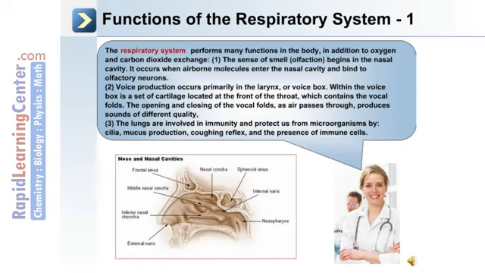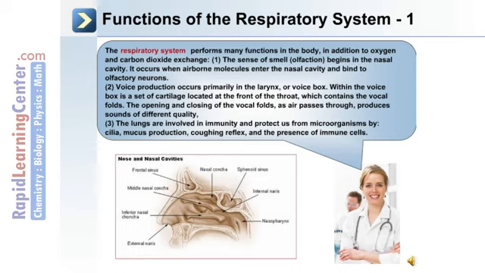The respiratory system performs many functions in the body in addition to oxygen and carbon dioxide exchange, such as: number 1, the sense of smell or olfaction. This begins in the nasal cavity, and it occurs when airborne molecules enter the nasal cavity and bind to olfactory neurons. Number 2, voice production.